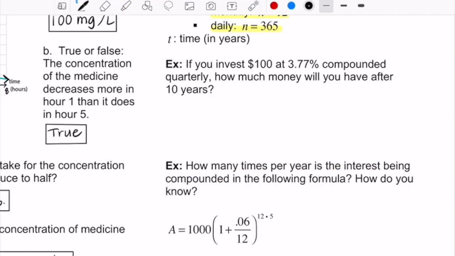So a problem to practice with: if you invest $100, that's your principal, at the given rate compounded quarterly. So here quarterly means my n will equal 4. How much money will you have after 10 years? Your first job is to put all of the numbers into the formula correctly. And so here I've done that.